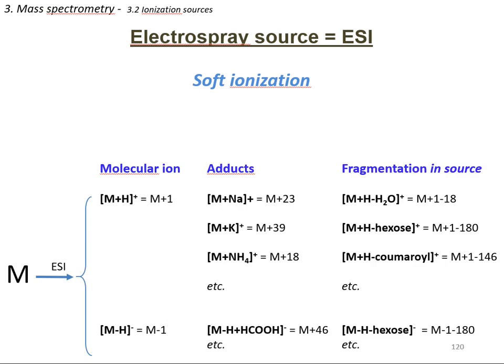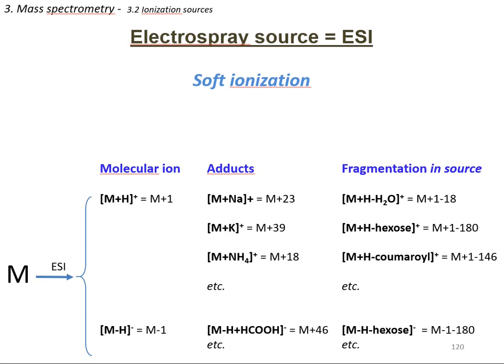Unfortunately, there are also many other ions that can be produced from the same molecule. So one molecule gives several ions. We call them adducts, like sodium adducts, M plus Na, or potassium adducts, or ammonium adducts, M plus NH4. And all these ions will have masses that are the mass of the molecule plus the mass of the adduct.